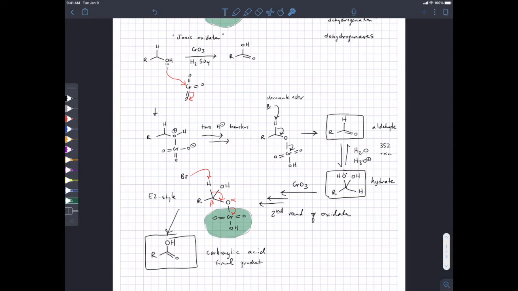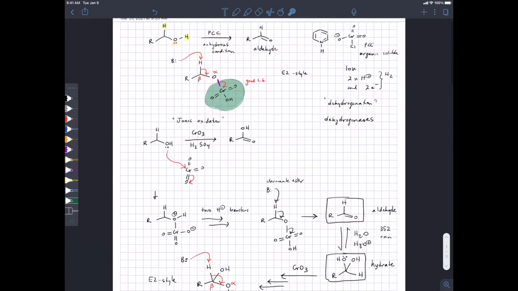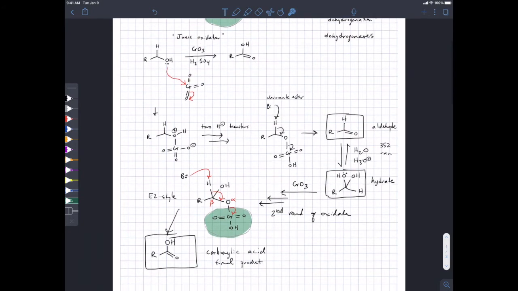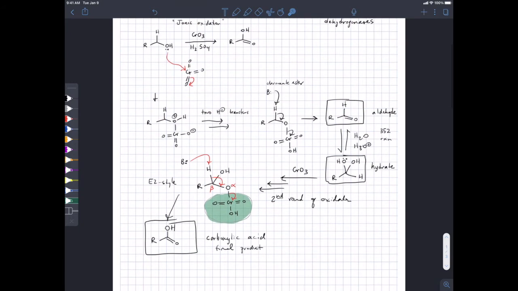And so if you want to stop at the aldehyde, you use PCC. If you want to go to the carboxylic acid, you can go ahead and do the Jones oxidation under aqueous acidic conditions. And it's this formation of the hydrate that allows you to go through another round of oxidation to get to the carboxylic acid. Okay, questions about that?